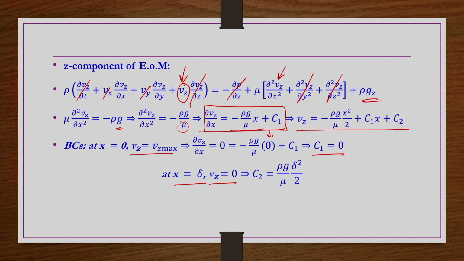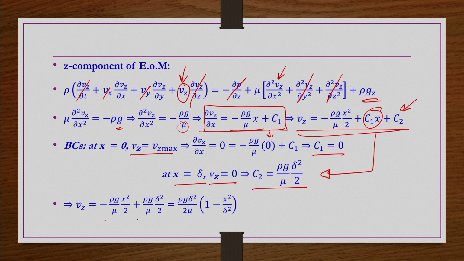So, from this part of the equation you get 0 equals minus rho g delta square by 2 mu plus C1 delta plus C2. C1 is 0, so C2 equals rho g delta square by 2 mu. This C2 you substitute in this equation, C1 is anyway 0, so this term is gone. Then out of these 2 terms, if you take rho g delta square by 2 mu common, you get 1 minus x square by delta square.